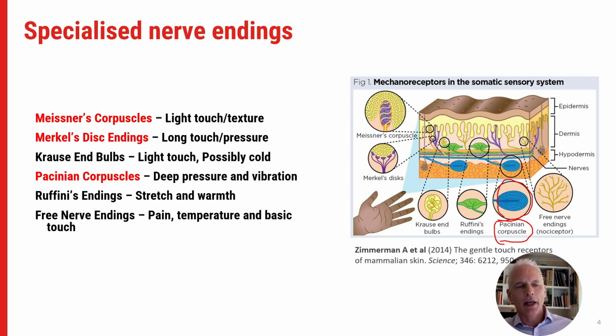Ruffini's endings are involved in stretch and warmth, and free nerve endings are basically unspecialized. So they're just simply over here. We've got the free nerve endings. They have no specialist adaptation at all, and they're involved in pain, temperature, and basic touch.